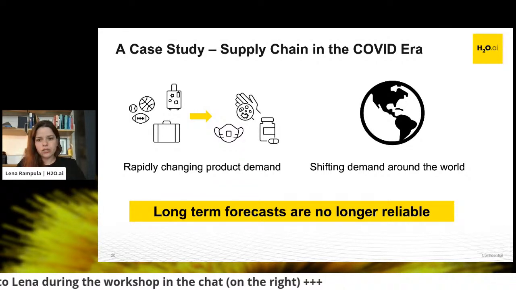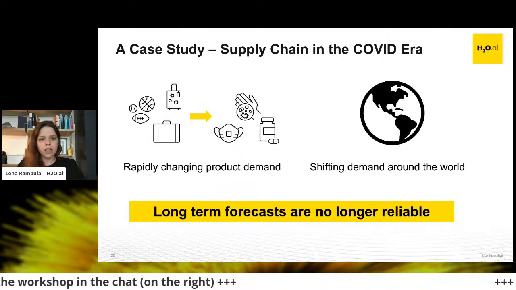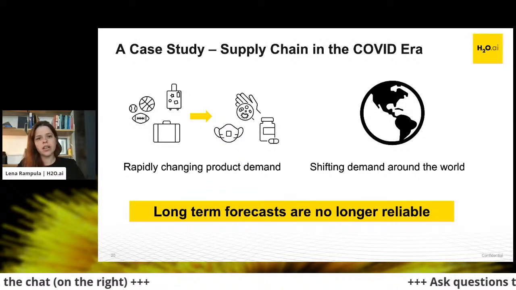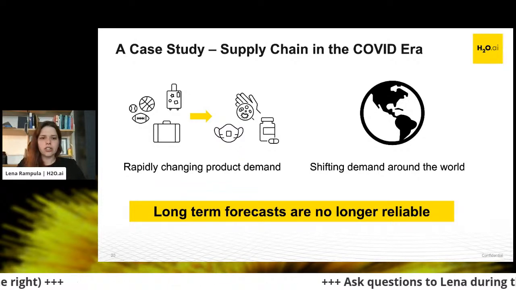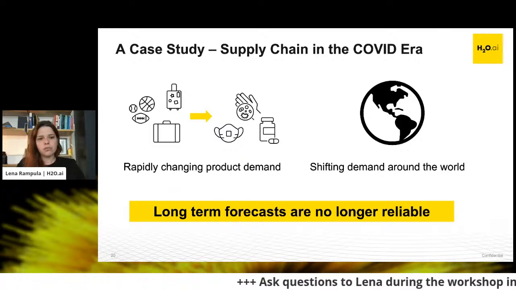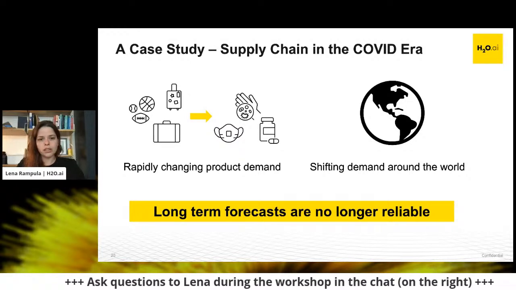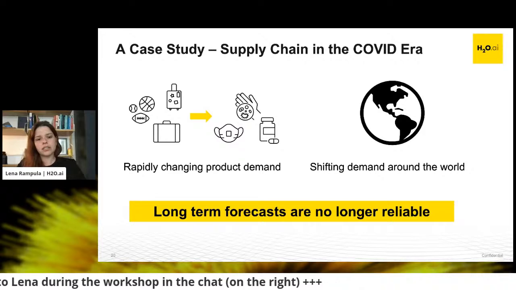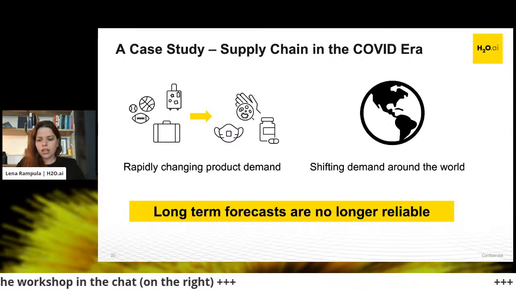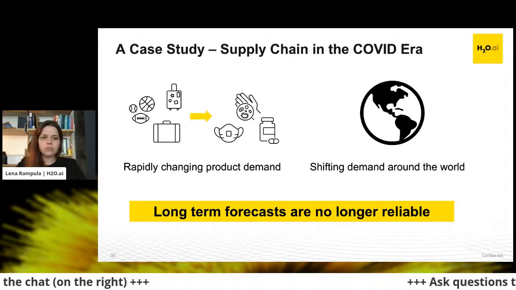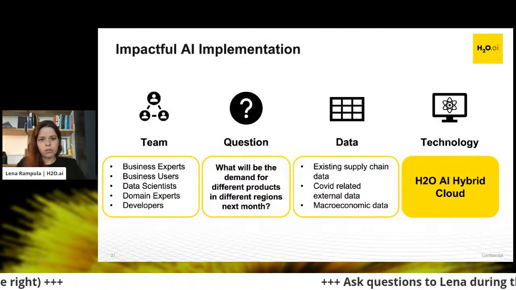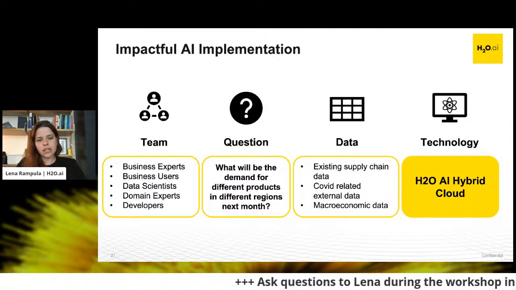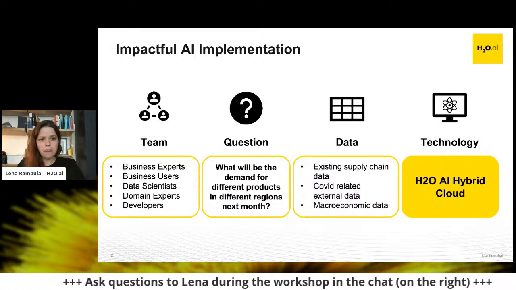We needed to react to the situation and change the supply chain forecast so that the team could adjust what the supply to different regions would be, and what needs to be shipped to which area and in which quantity. And in order to do that, we went through the stages and the pillars that I was talking about before.